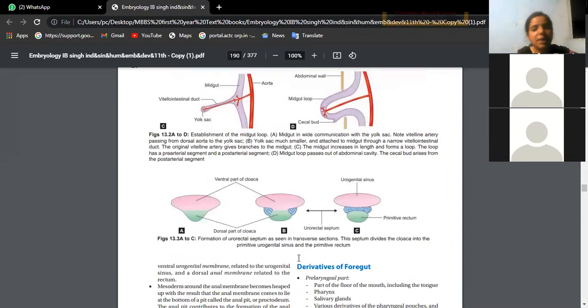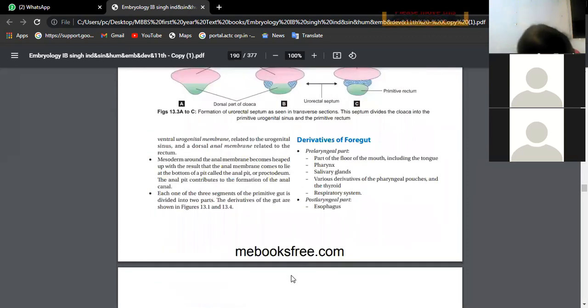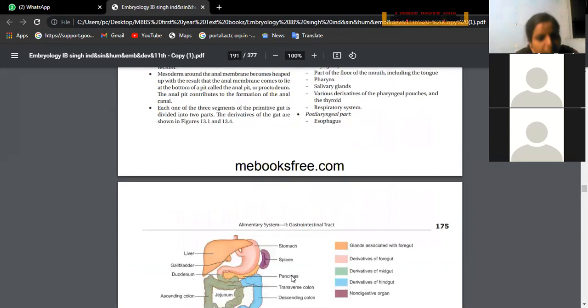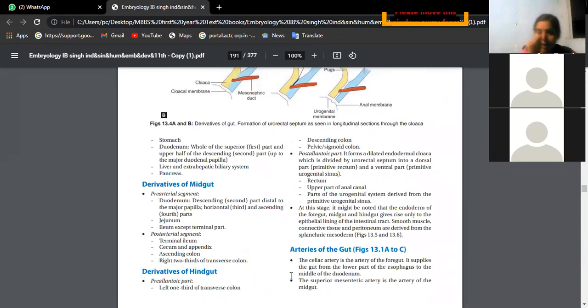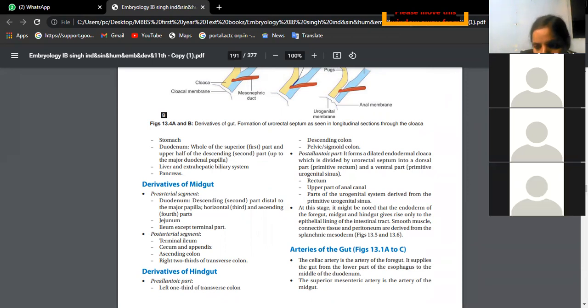What is the main artery? Gastric. And many arteries are supplying. But the main artery is somewhere from where the branches come out. Anybody? Rohita. Celiac trunk. Excellent. Celiac trunk.